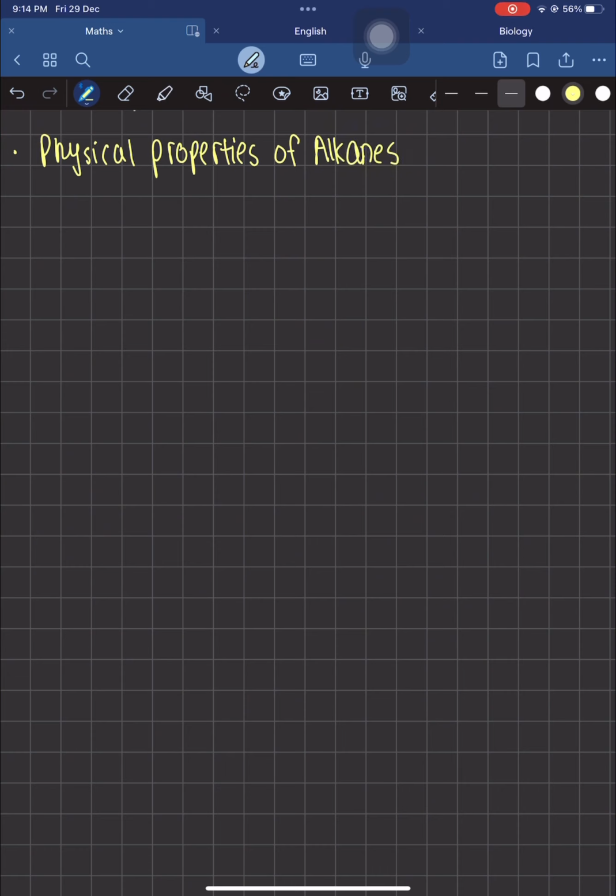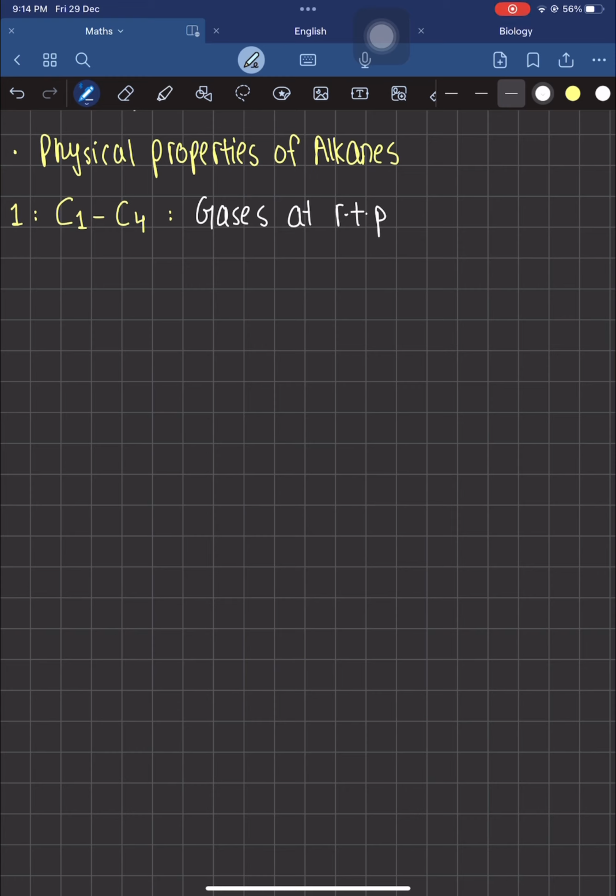So as we know, alkanes are organic compounds, so we will discuss some of the properties of organic compounds. Let's begin with the first one. Alkanes containing carbon 1 till carbon 4 are gases at RTP. What does RTP mean? Room temperature and pressure. Carbon 1 to 4 represents methane, ethane, propane and butane. They are all gases at room temperature and pressure.